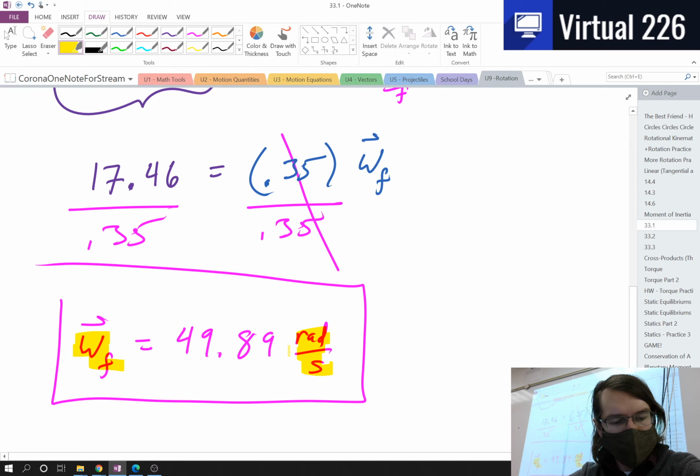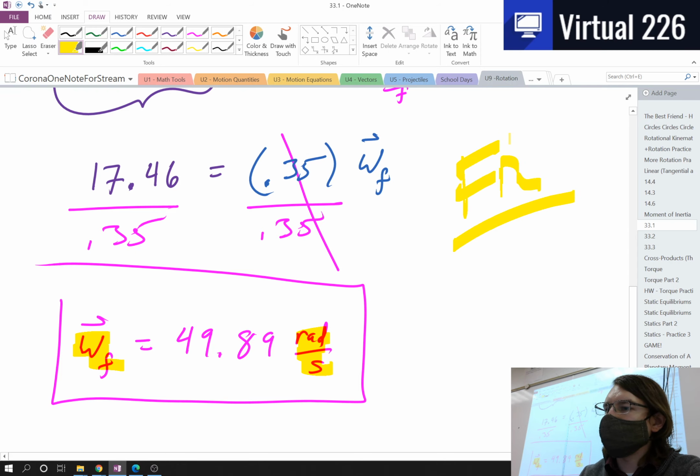Okay? So with that, this problem here is finished, a first little conservation of angular momentum.